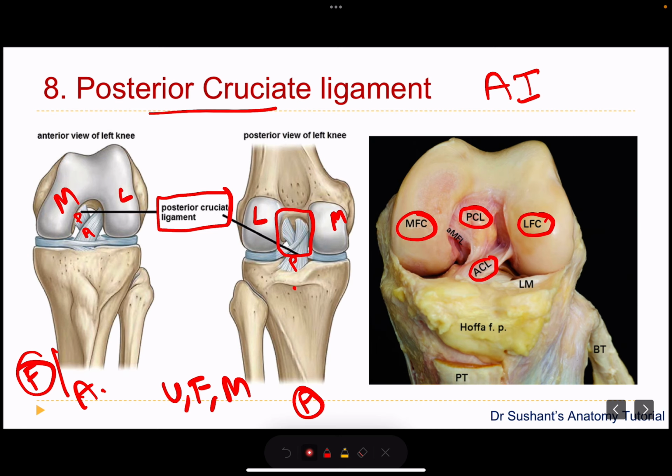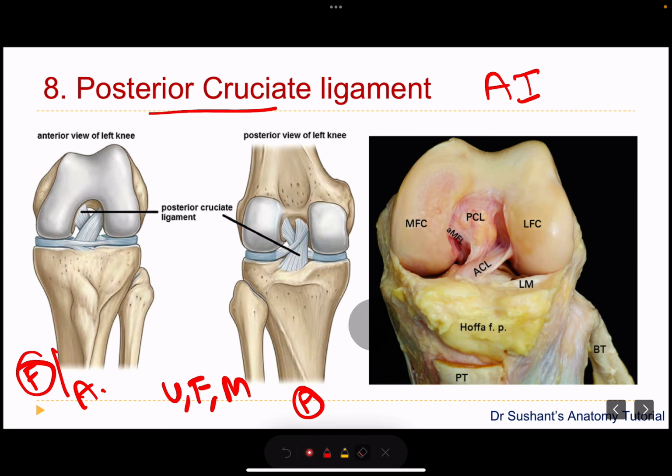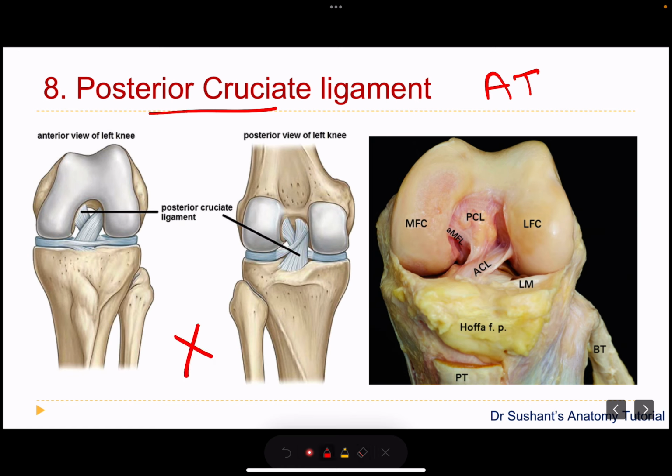So in this picture, we can see both anterior and posterior cruciate ligaments. These cruciate ligaments are cross shaped structures. That is why they are called cruciform, cruciate ligaments. So here is the anterior cruciate ligament. This is the posterior cruciate ligament as seen in the anterior view of the knee joint. Here is the anterior cruciate ligament as seen in the posterior view of the knee joint.